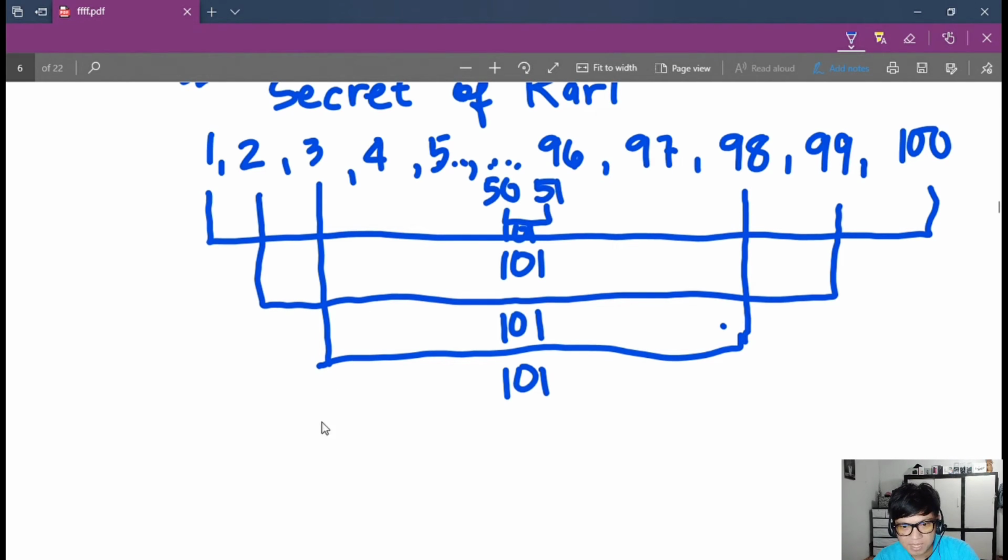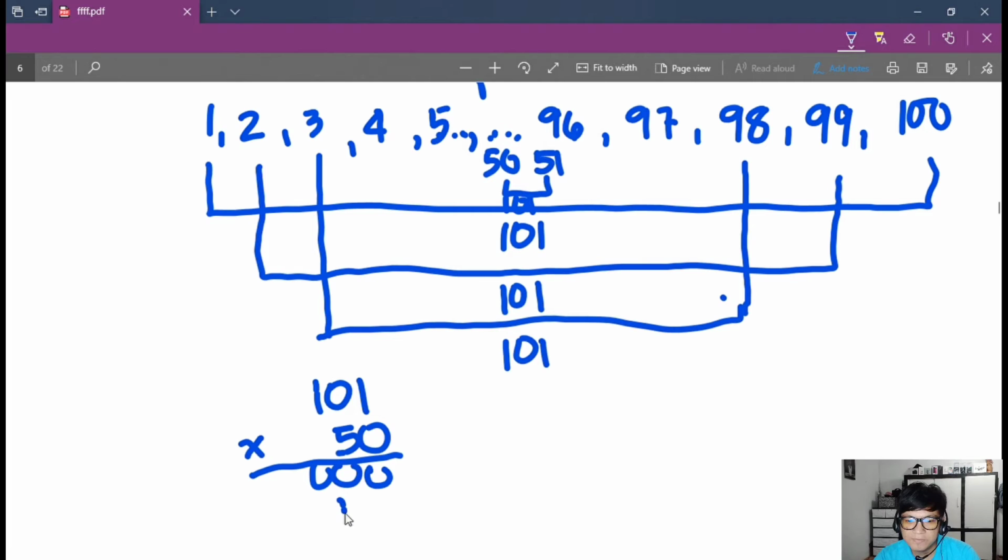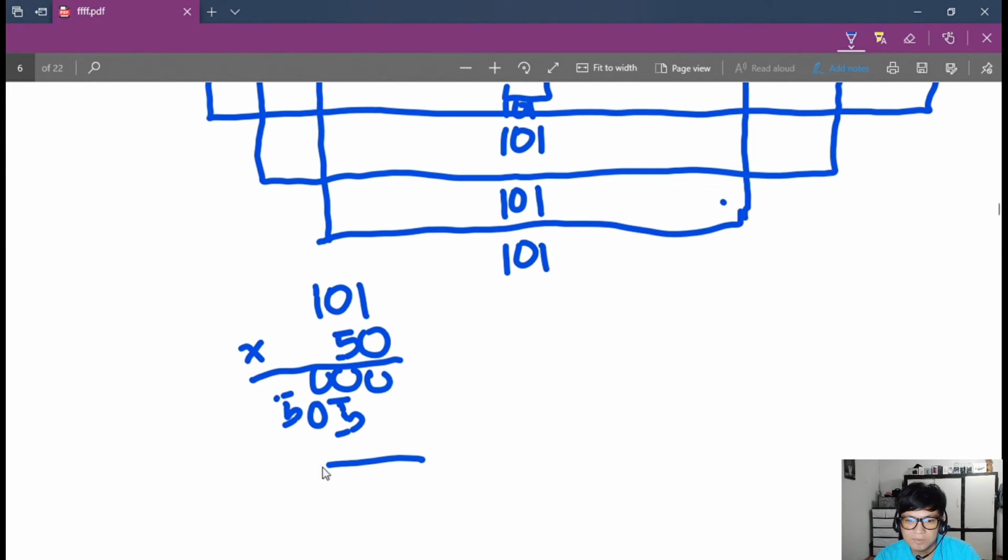Tama? So, ibig sabihin, pag 101, ang gagawin na lang niya is, nag-multiply na lang siya ng 50 dito. So, 50 times 101 is 5,050. So, the total is 5,050. So, yan yung ginawa ni Carl. So, yun yung sikreto ni Carl.